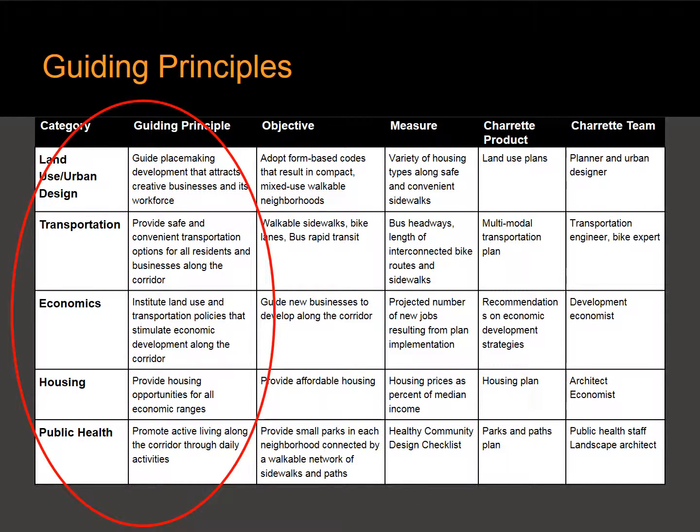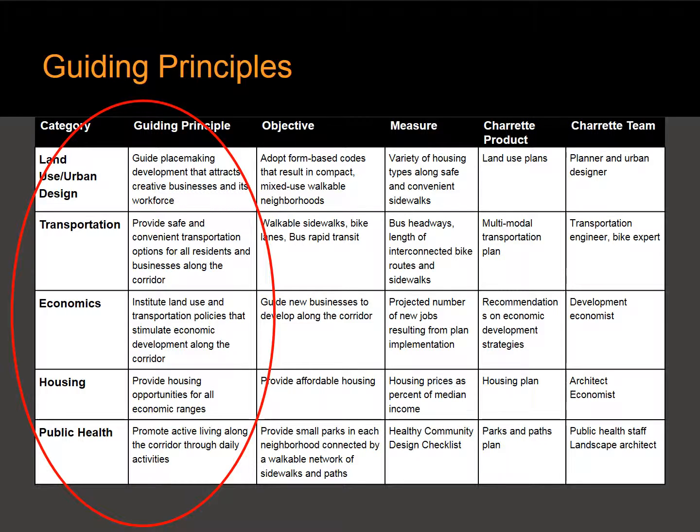Here's the master matrix that will take us through the next several exercises. It's organized according to category. So in the left-hand column, you see the categories of work appropriate to the project: land use, urban design, transportation, economics, housing, public health. You need to look at these categories, verify them, add your own for your own exercise. Then we have the guiding principles, followed by the objective, then the measures, charrette products, and the charrette team.